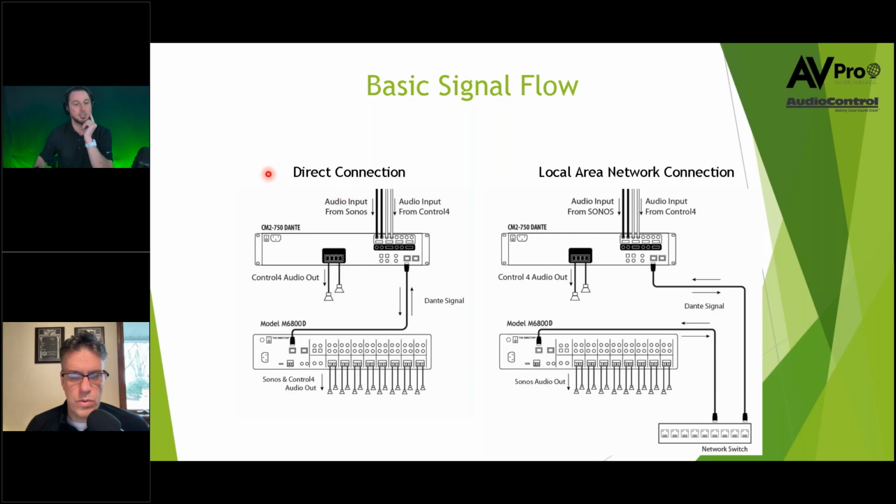If we take a look at this example, a direct connection, this is an Audio Control amplifier with Dante, and this is another Audio Control amplifier with Dante. Now let's take a look at what's going on here. We've got an input from Sonos and an input from Control4 going into here. There's a set of speaker outputs. This piece is powering these speakers, and this piece is powering these speakers down here. So how do we get signal from one to the other without a network switch? No big deal. Take your category cable, boom, boom, plug it right in. Now you have a direct connection between the two, and it's all running Dante.